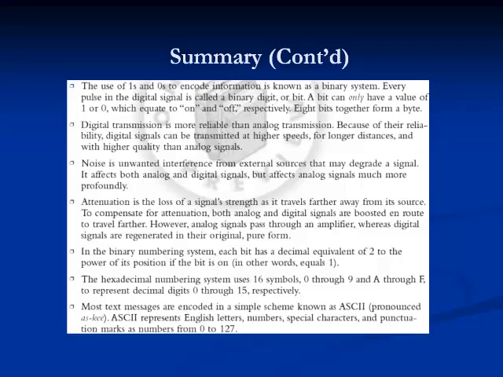In the binary numbering system, each bit has a decimal equivalent of 2 to the power of its position if the bit is on, in other words, equal to 1. This completes Module 2. Please review Quiz 2 and move on to Module 3.